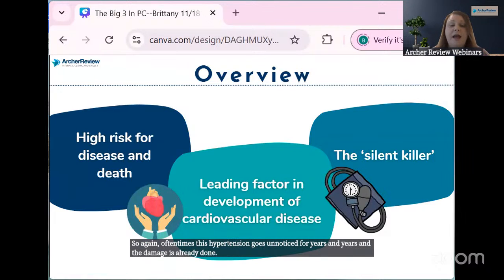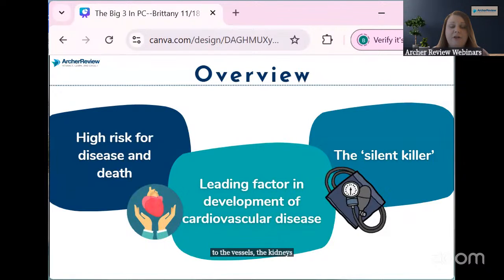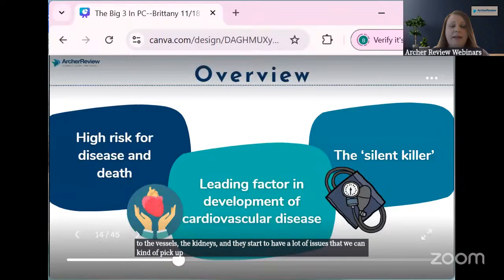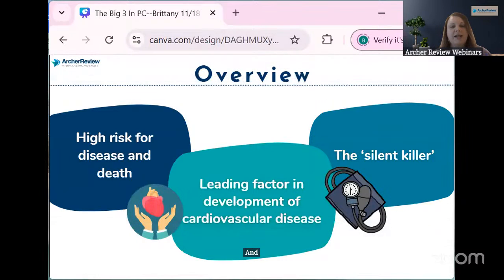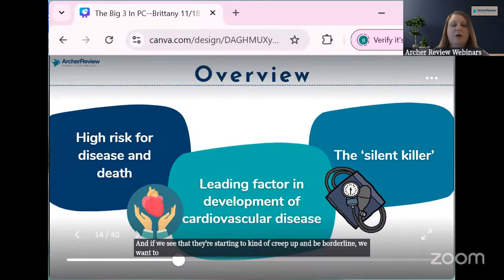the kidneys, and they start to have a lot of issues that we can kind of pick up as we go along. But again, initially, it will last for years and years undetected. So that's why it's so important to get those vital signs on our patients. And if we see that they're starting to kind of creep up and be borderline, we want to offer them a blood pressure log and treatment if indicated.